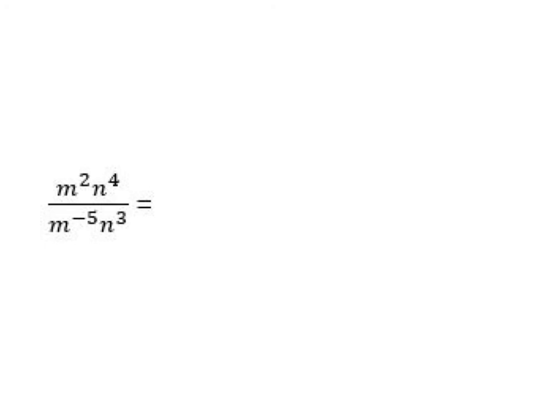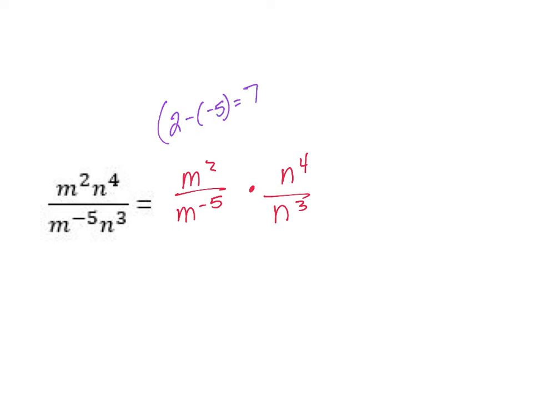I'm going to separate the bases. So I have m squared over m to the negative 5th times n to the 4th over n cubed. So I'm actually going to take and I'm going to subtract these. So this would be 2 minus a negative 5, which becomes 7. And then for this one, we would have 4 minus 3, which is 1.